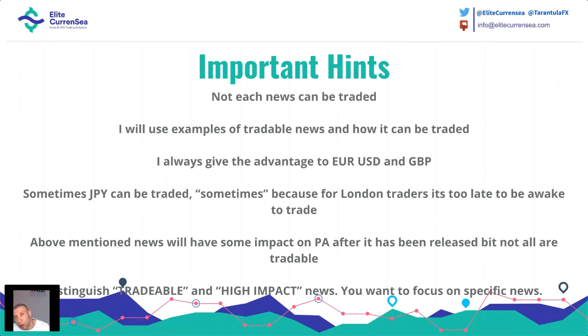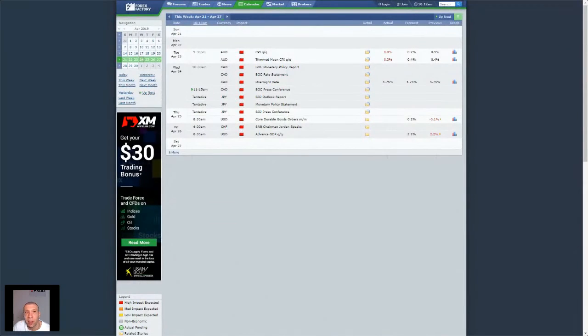Now, you need to distinguish between tradable and high impact news. Focus, guys, only on this specific news. For that, you need to open the Forex Factory calendar. You will probably find on the internet, if you search for news trading, my other videos that I did on news trading. But this webinar is the up-to-date webinar. So this is how you should do it now.